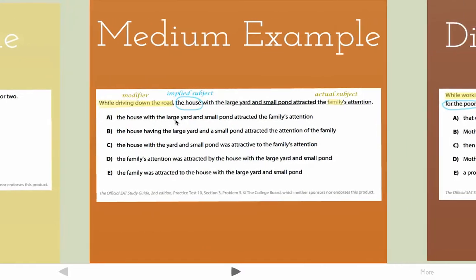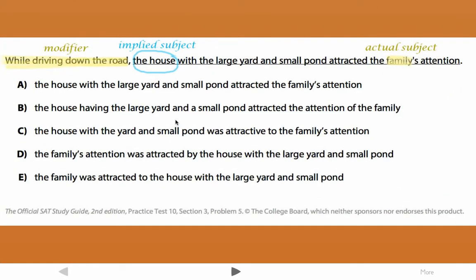Let's look at a slightly harder example. While driving down the road, the house with the large yard and small pond attracted the family's attention. Now, in this case, the modifier is again at the beginning of the sentence. The SAT really likes doing that. So, while driving down the road. Now, what is this modifier describing? Who is driving down the road?